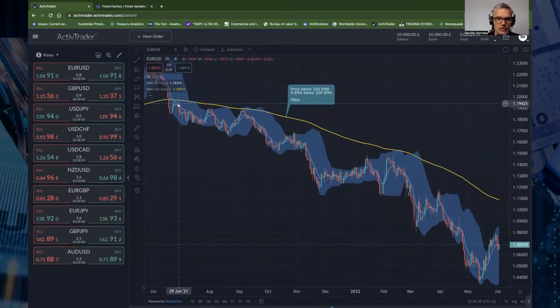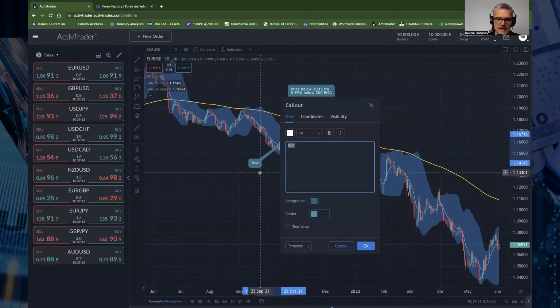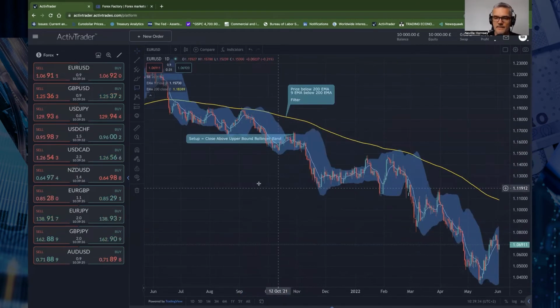Then we're looking for our setup. So the setup is when we get a close back above the Bollinger Band upper bound here, whilst the filter is for the downside. So this candle here is our setup. And then the trigger is when we get a close back below the 9-period moving average.